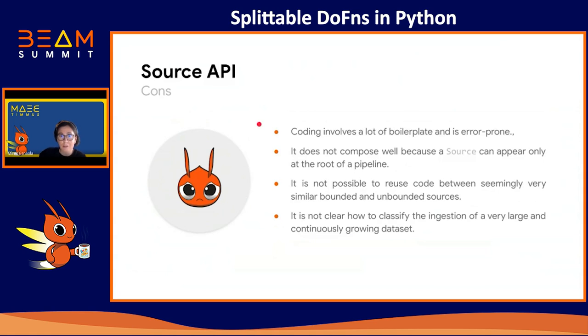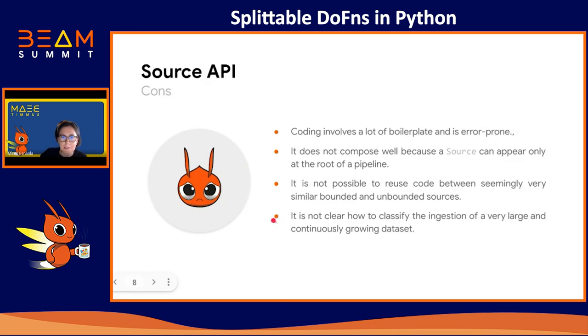It also does not compose very well, because it does not compose at all, because you have to specify the source at the beginning, at the root of the pipeline, okay? It also has an API for bounded sources and an API for unbounded sources. Seemingly very similar, bounded and unbounded sources, but you cannot reuse the same code for them. Unlike what you can do with a DoFn, that you can use in bounded and unbounded scenarios, okay?